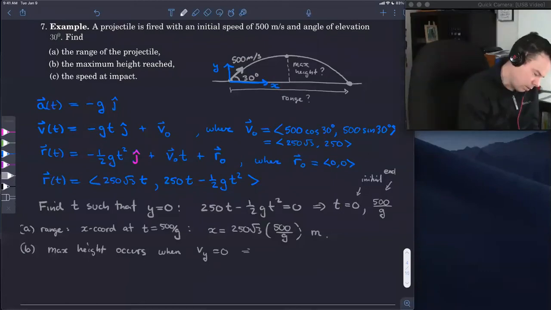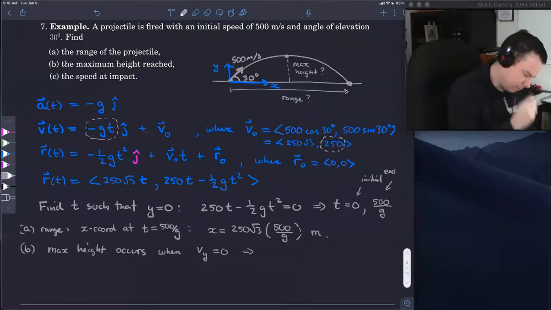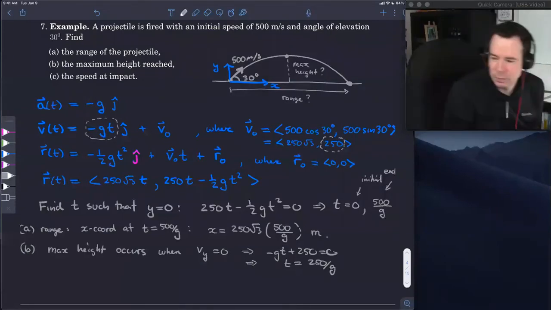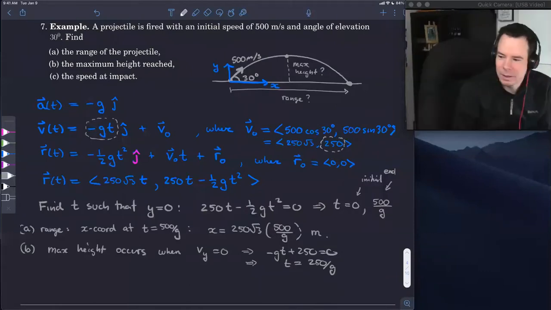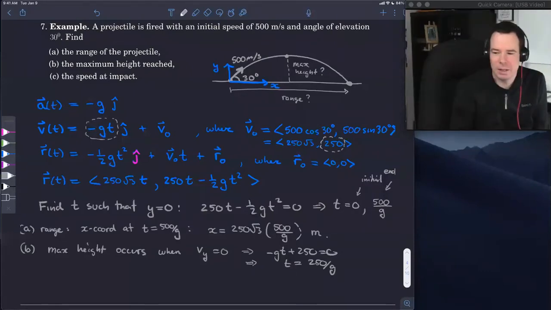And that occurs, I look back up at my velocity function and I see these components. So I have to circle the v naught part of it as well. It's when negative gt plus 250 is equal to 0, or in other words, where t is equal to 250 over g. In other words, you hit your maximum height at half of your flight time.